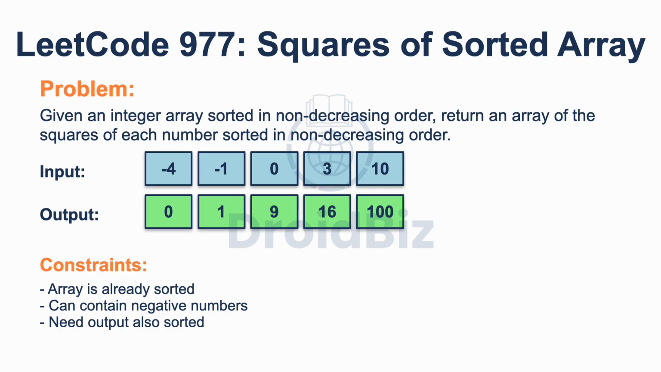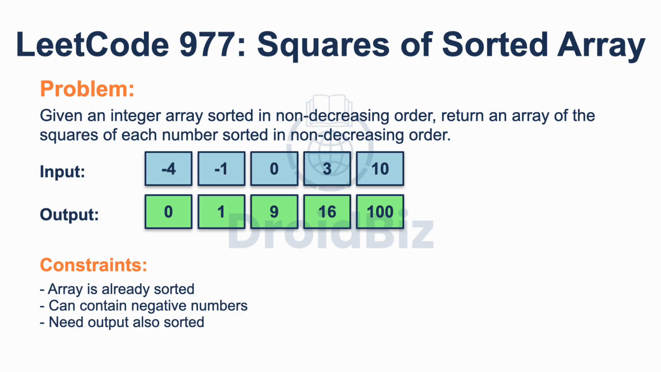Hello, everyone. Today we're solving squares of sorted array, LeetCode problem 977. Let's understand the problem statement first. We are given an integer array that is sorted in non-decreasing order. Our task is to return an array of the squares of each number, also sorted in non-decreasing order.